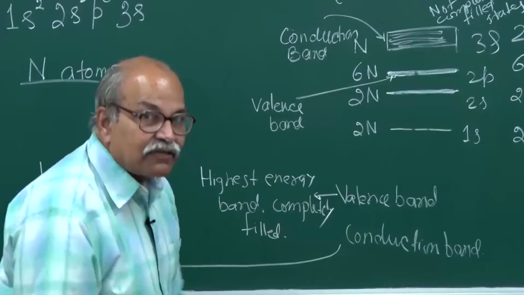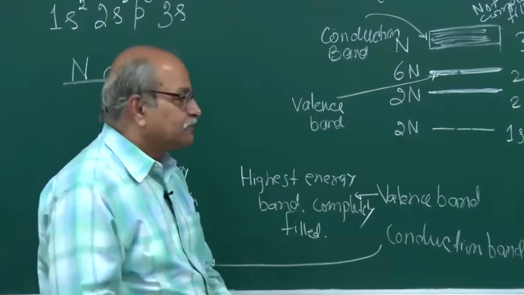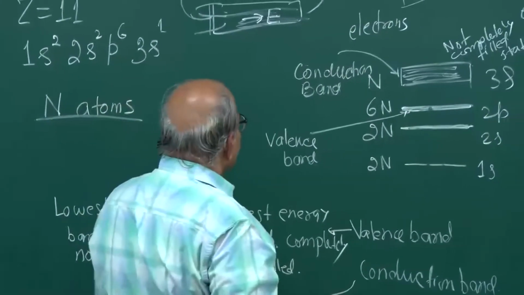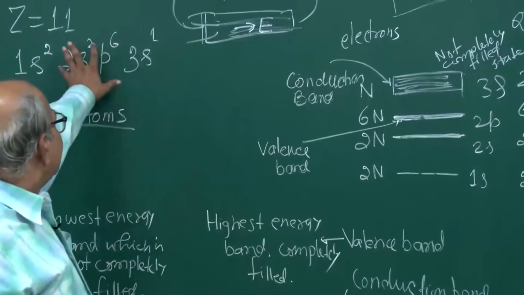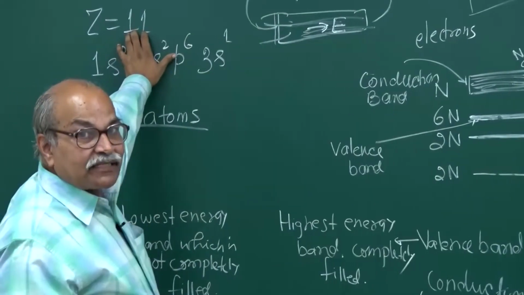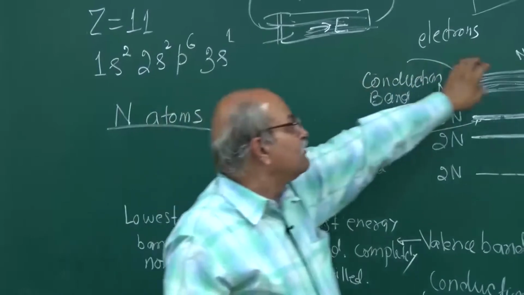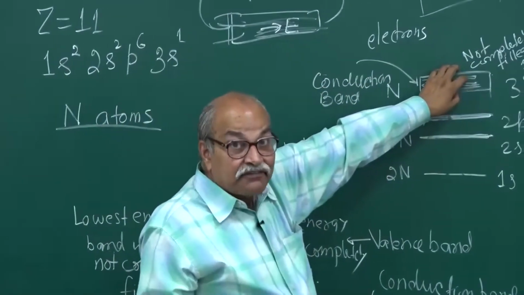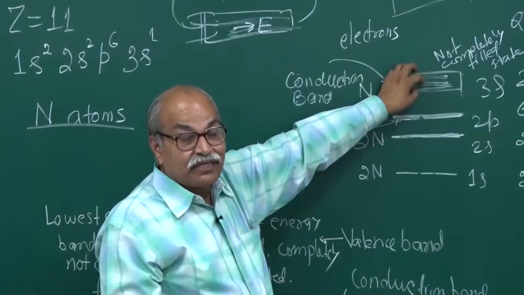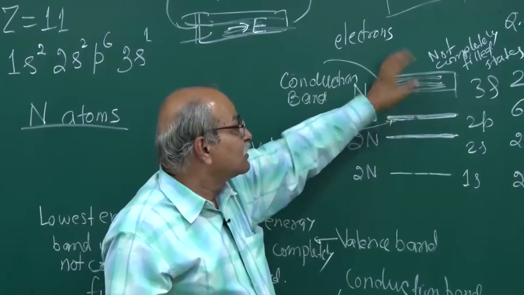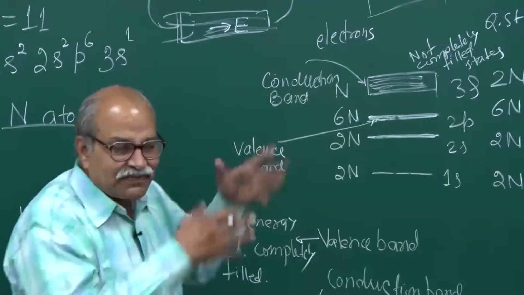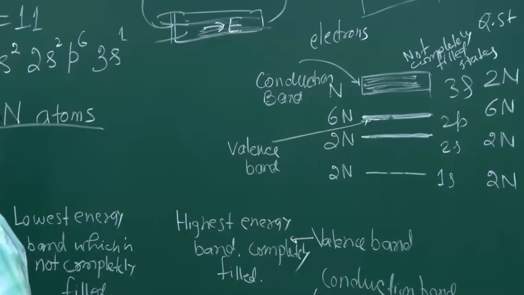Now there are varieties of structures possible. One structure is this. I had taken sodium as an example, where there are 11 electrons per atom, and we see that you have a conduction band in which half the quantum states are empty and half are filled at low temperature, and therefore conduction is possible. Sodium is a conductor. All metals will have this kind of property.